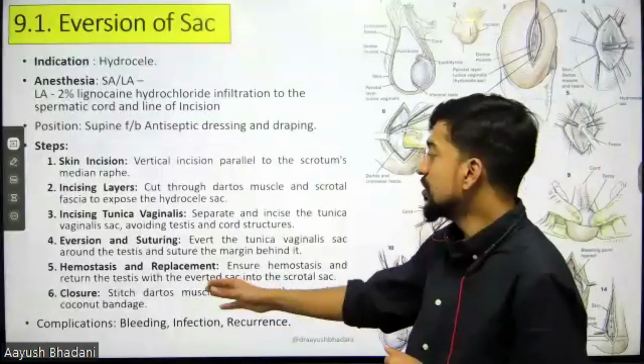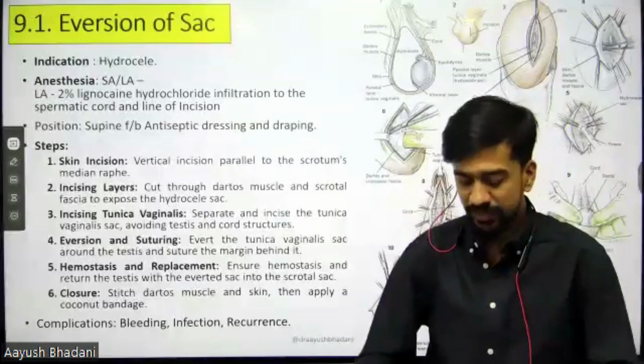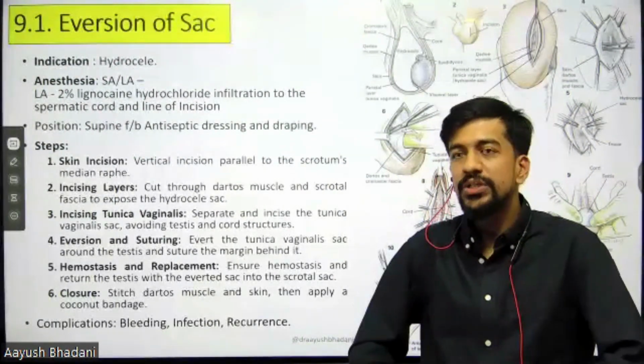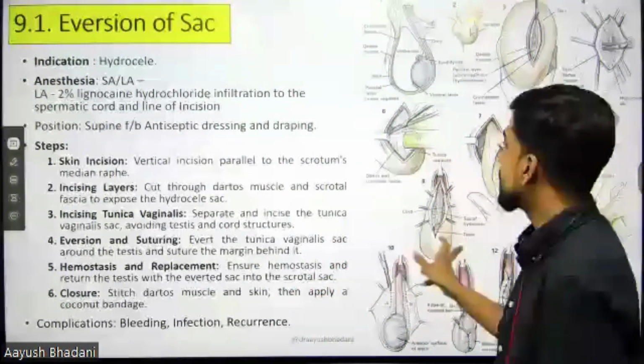So we close and then we apply a coconut bandage. Coconut bandage is nothing but just a support from below, so that there is less fluid accumulation due to gravity. Complications being bleeding, infection, and recurrence.